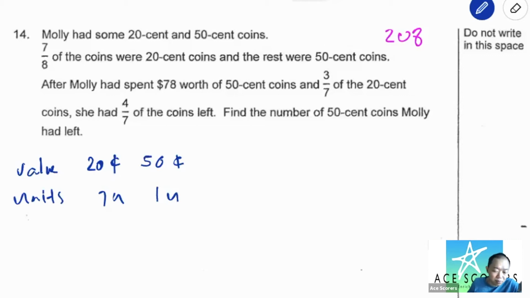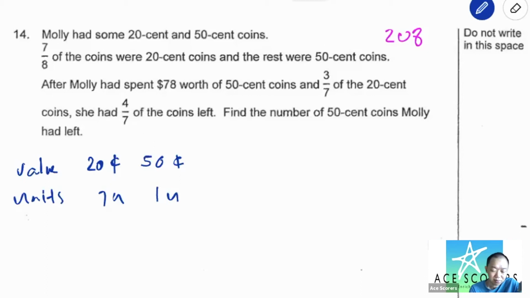So after Molly spent $78 worth of 50-cent coins and 3/7 of the 20-cent coins, she had 4/7 of the total coins left. Wow, right? 15 more minutes, yes.